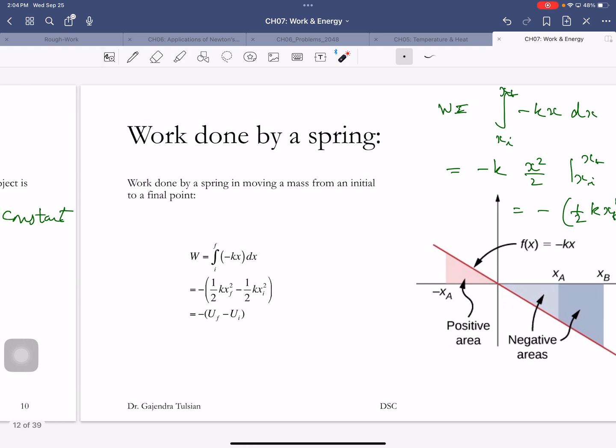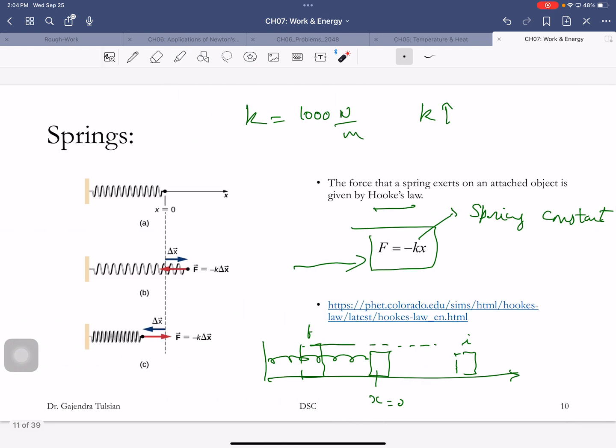Okay, let's go back to this diagram. What we have calculated is the work done by the spring on this mass when it went from here to there. The spring force is very special. Here's why. The work done, you calculated when it went from here to there. What was the work done for that path?